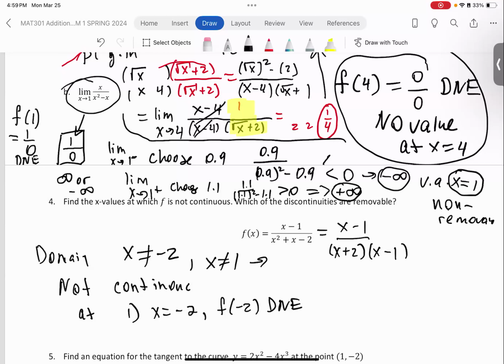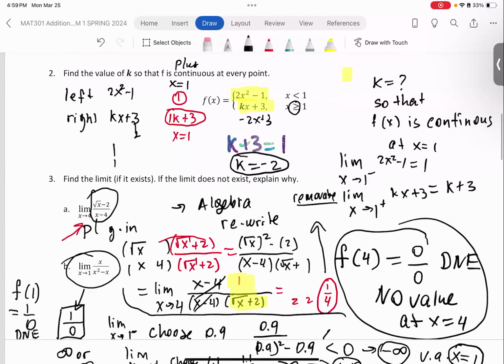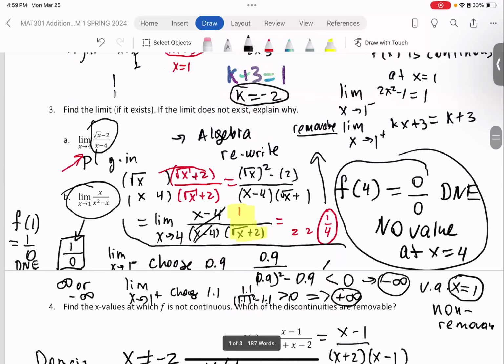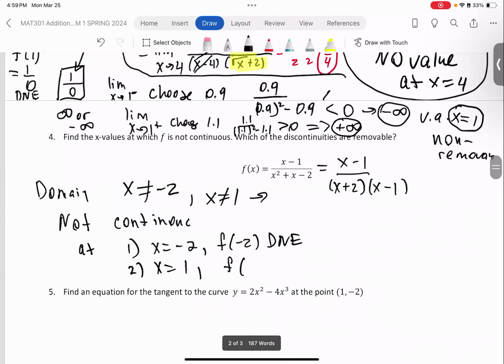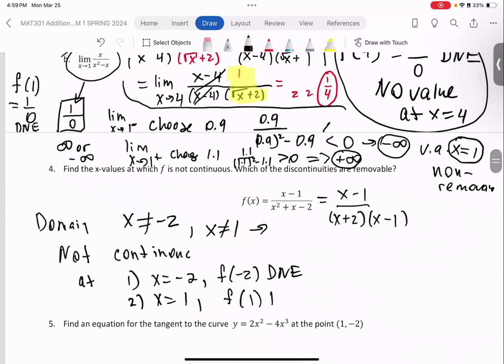And then the second one, x equals 1. Also, it's not continuous. Why? For the same reason. Okay, here we go. f of 1 does not exist. Good? Yes? You with me? So f of 1 does not exist. So this does not exist. Both of them do not exist, so it's not continuous.